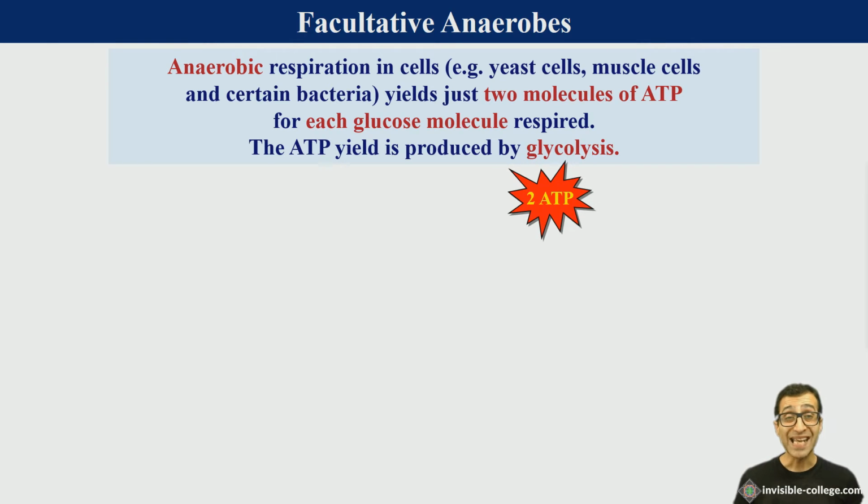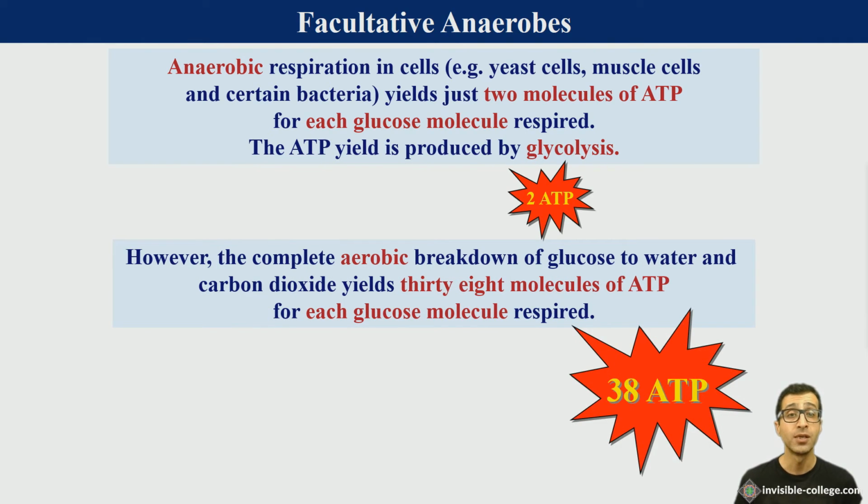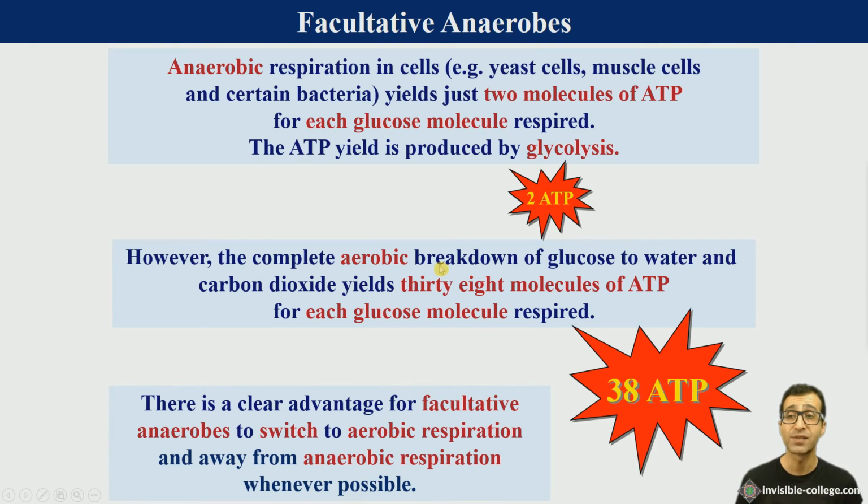So, the complete aerobic breakdown of glucose through the full process of aerobic respiration produces 38 molecules of ATP per glucose molecule respired. So this gives you a sense of just how important and how advantageous aerobic conditions are to a facultative anaerobe. So there's a clear advantage for facultative anaerobes to switch to aerobic respiration and away from anaerobic respiration whenever conditions will permit them to do so.